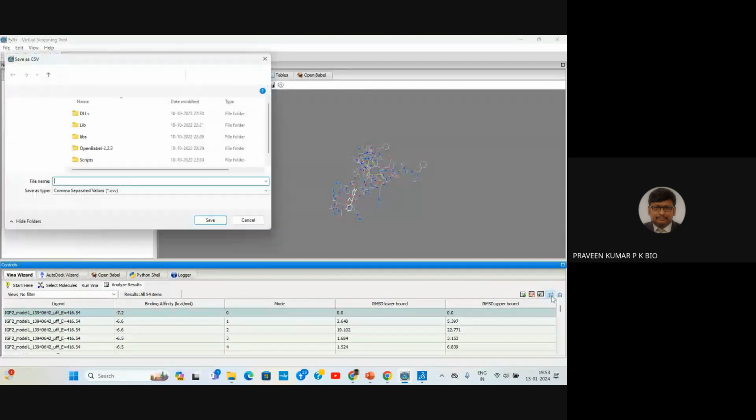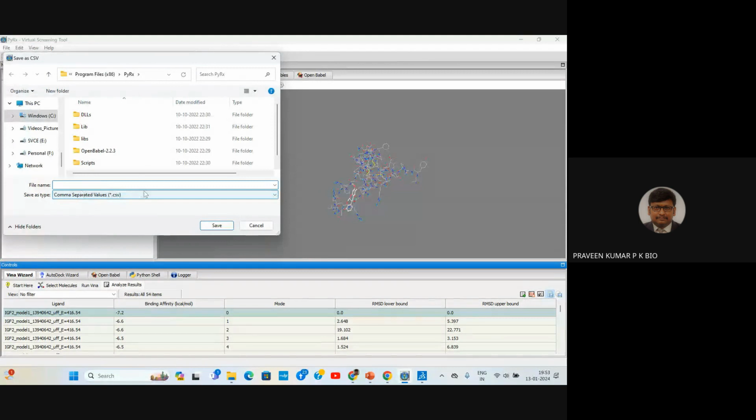If you want to download the results, I can download them by saving them as a comma separated value file. Whatever data you have, all these data are stored in this Excel sheet. You can just type the name and open it later in Excel. If you want to see this, I'll show it on the desktop.